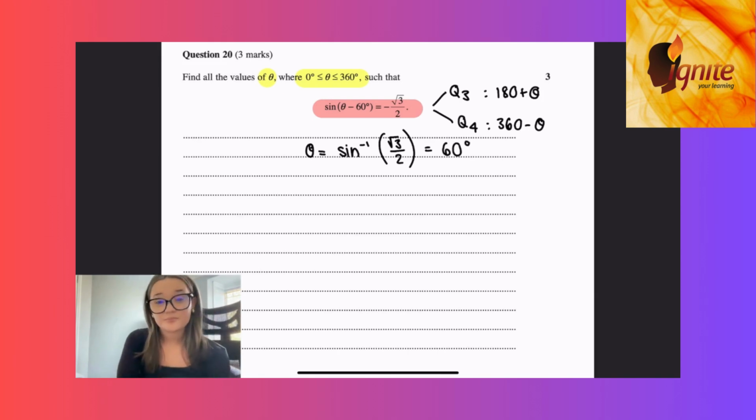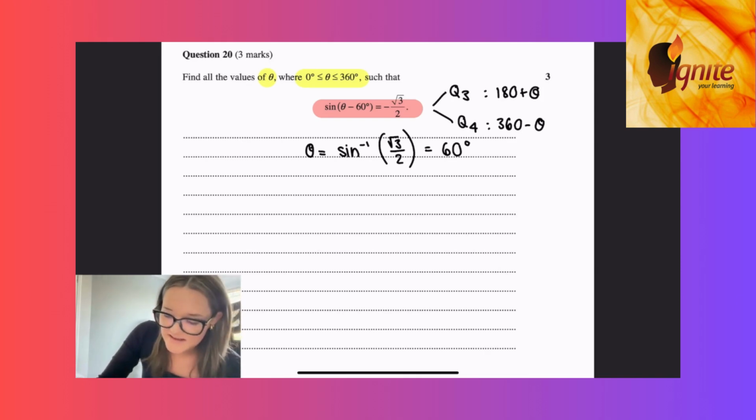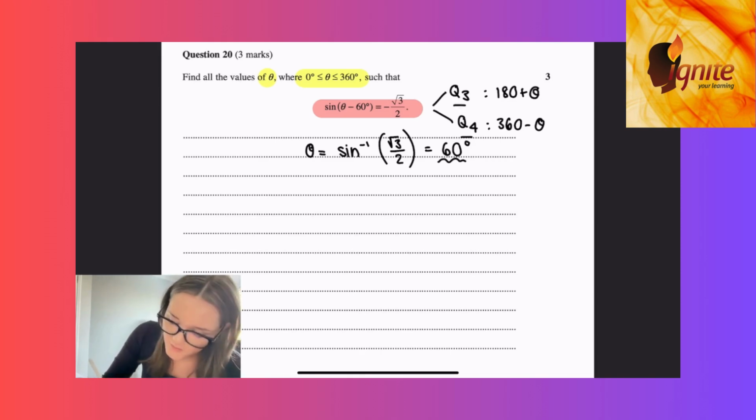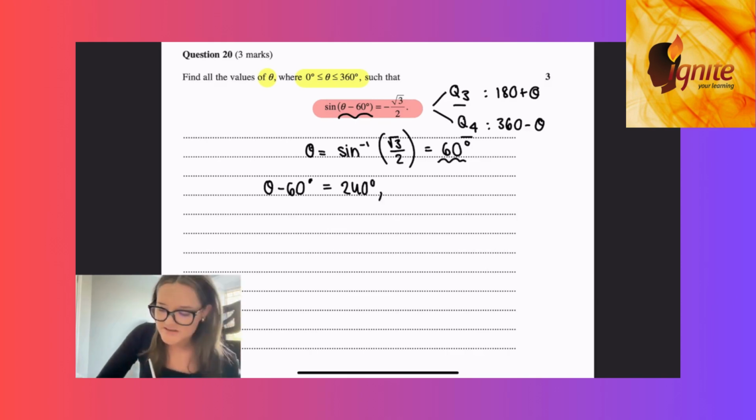60 degrees. That being said, we're not really interested in the first quadrant, because this would be your acute angle in your first quadrant. We're interested only in the value of it in quadrant 3 and quadrant 4. So what we can do is go theta minus 60, because that's what's in my brackets here, is going to equal 180 plus 60, which is going to give me 240, and 360 minus 60, which is going to give me 300.